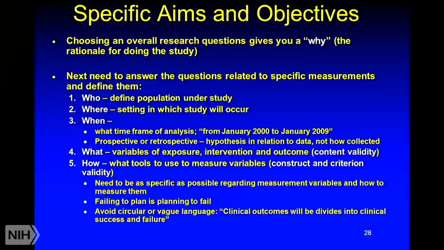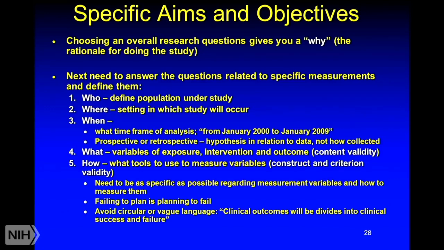What variables are you actually going to measure? What interventions are you going to look at? And what are the outcomes that you're actually interested in looking at? Those things all fall into a rubric called content validity. And then how are you going to do this? What tools are you going to use to make the measurements?